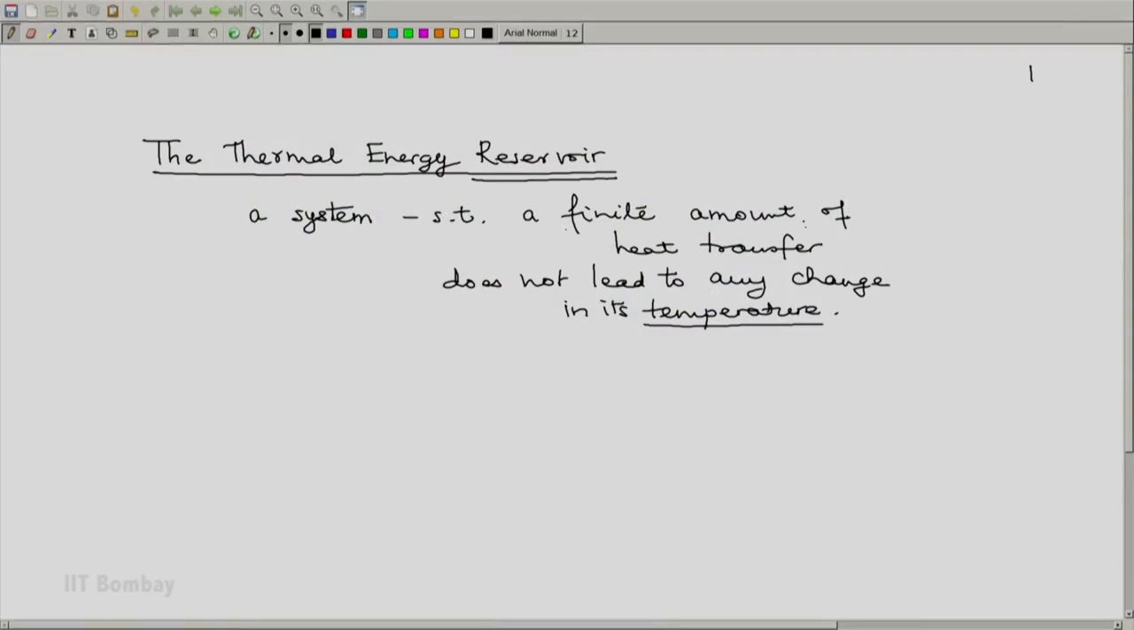For example, we can have a reservoir at say 30 degrees Celsius. We can have a reservoir at say 100 degrees Celsius, or we can have a reservoir at 0 degrees Celsius. If you want a high temperature reservoir, you can have a reservoir at say 900 degrees Celsius. In practice, we will be able to create such a system which would have a restriction on this finite amount of heat, or which would say instead of any change, it would provide hardly any change in the temperature.